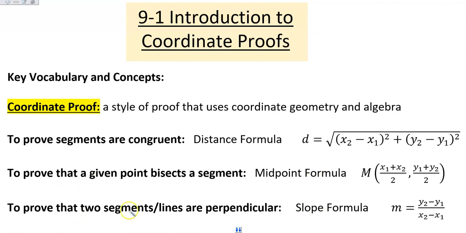And the last thing we're going to look at is if we're trying to show that two segments or lines are perpendicular, we use our slope formula. So if I want to show that a triangle is a right triangle, I should have two sides that are perpendicular because they'll create that right angle. Or if I want to show a quadrilateral is a rectangle or a square, or that diagonals are perpendicular, all of those things we're going to use the slope formula.